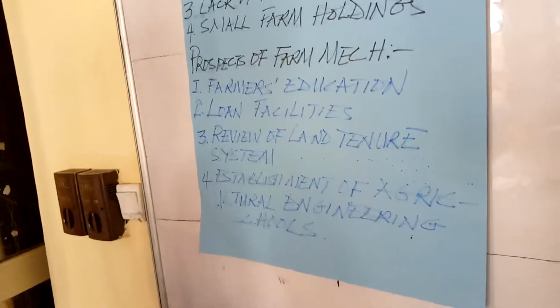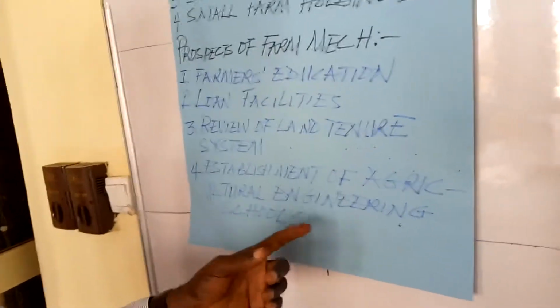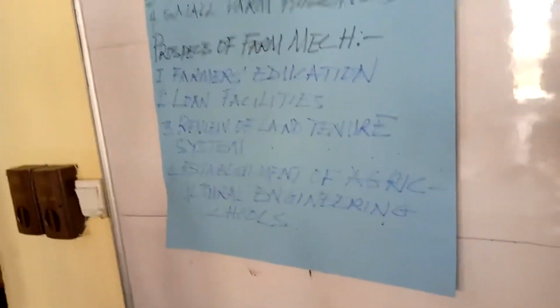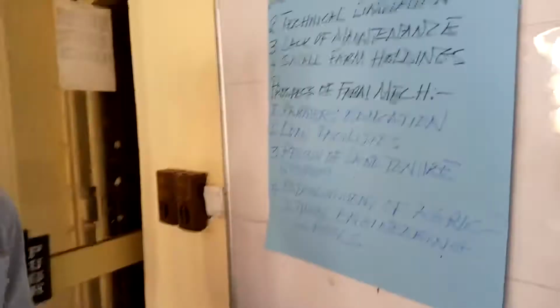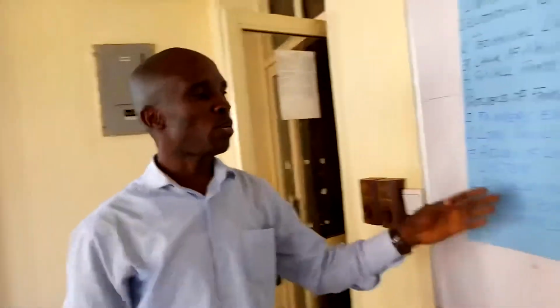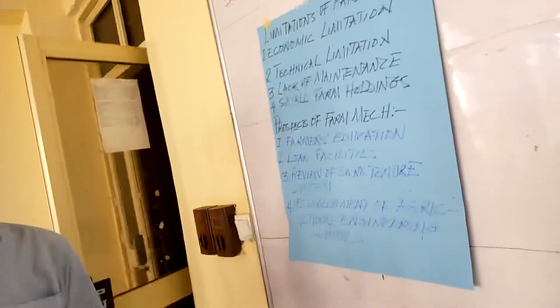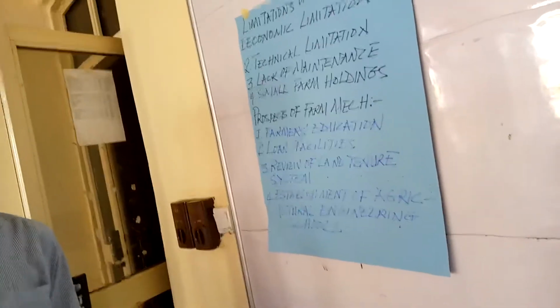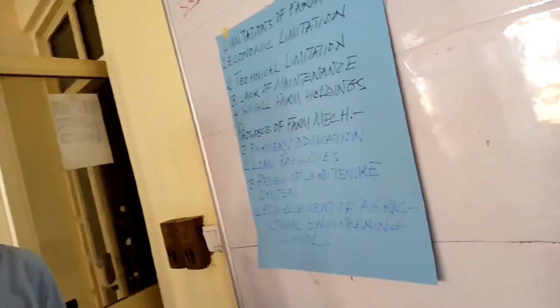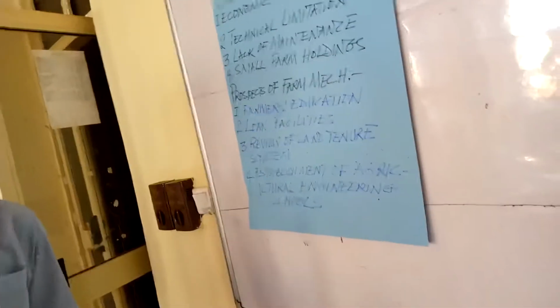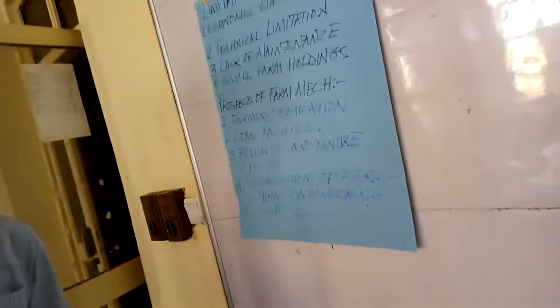Then number four is establishment of agricultural engineering schools, so that the farmers will be able to fabricate their own machines by themselves. That will reduce the cost of acquiring the machines.